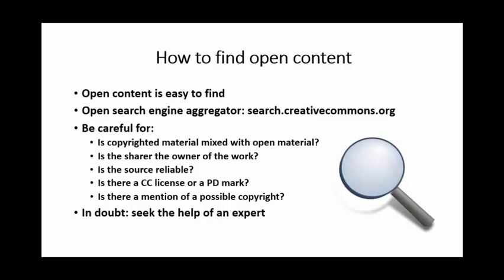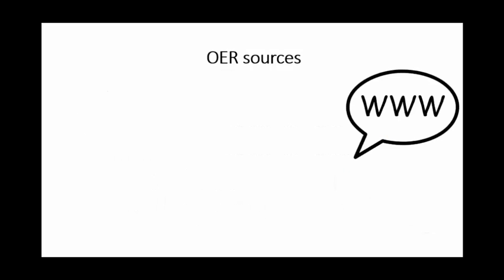You can also look for a copyright symbol or a mention that copyright might still apply. If you're planning on making your material publicly available, you may want to seek the advice of an expert, like a copyright specialist or a librarian. Even though search engines can be useful to look for open resources, the better approach to finding OERs is by searching on dedicated platforms.